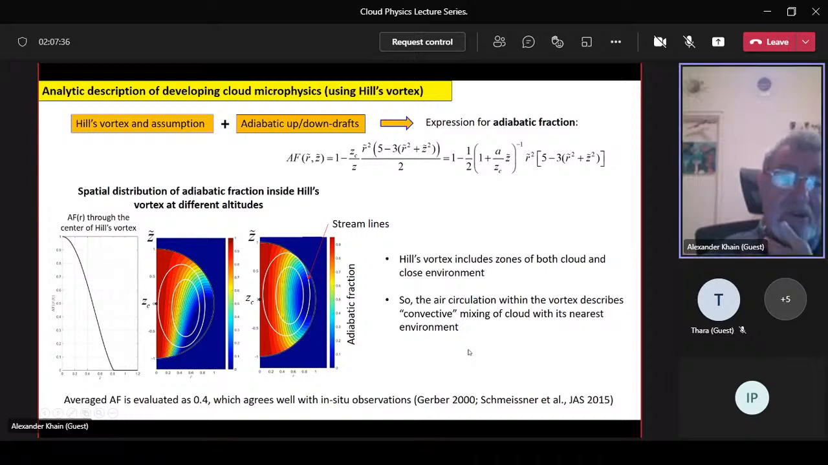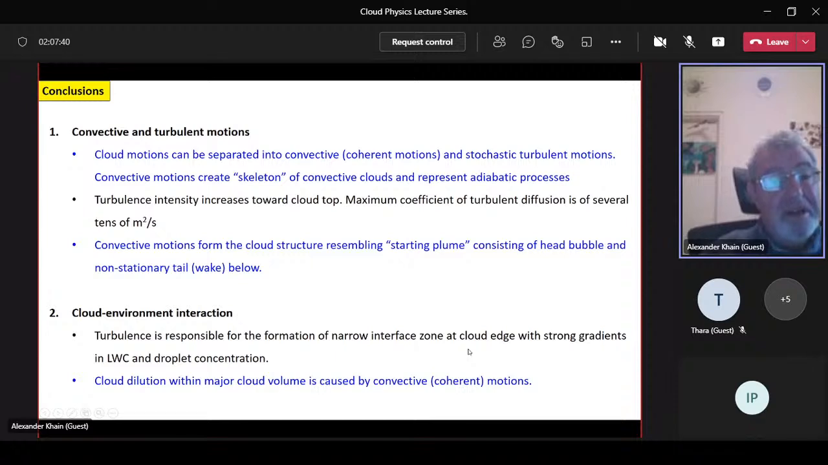Okay, now just conclusions. We separated motions into convective, coherent, and stochastic turbulent motions. Convective motions create the skeleton and represent adiabatic processes. Turbulent intensity increases toward cloud top, with a maximum coefficient of turbulent diffusion of 7/10 of a meter squared per second. Convective motions resemble a starting plume consisting of a head bubble and a non-stationary tail.